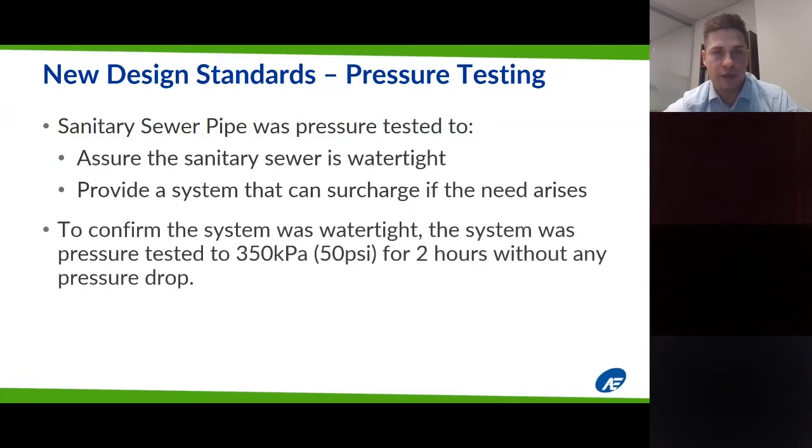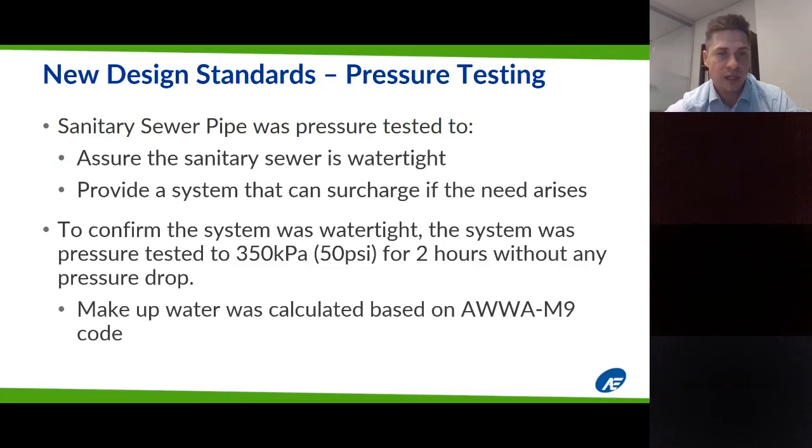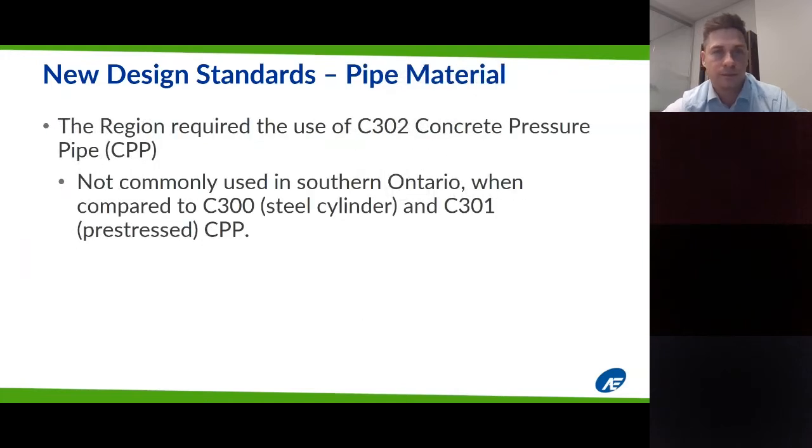So again, to confirm that the system was watertight, the system was pressure tested to 50 psi for 2 hours without any pressure drop. So they had to use make-up water calculations based on AWWA M9 standards. So as part of the contract and as part of the new design standards, the region required the use of C302 concrete pressure pipe. And this is something that's not as commonly used in Southern Ontario as opposed to C300 or C301. And those are more for water main installations, just because they have a higher pressure capacity.